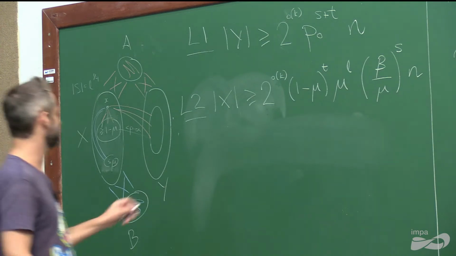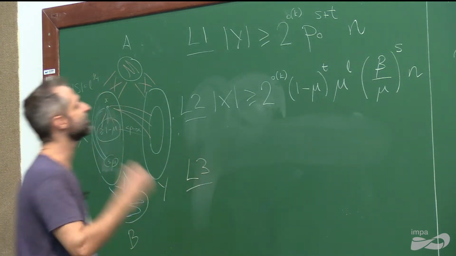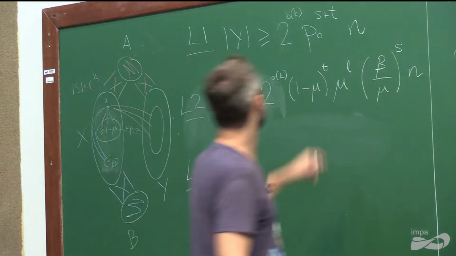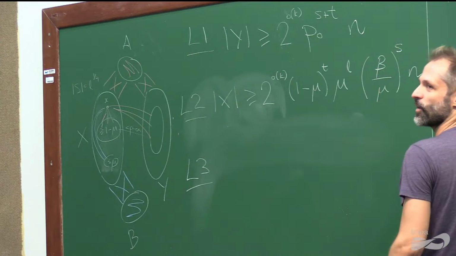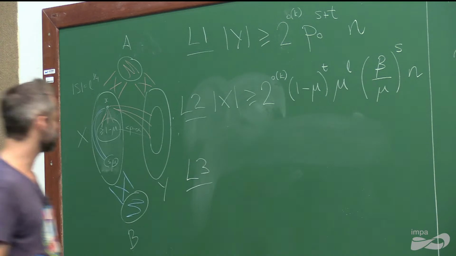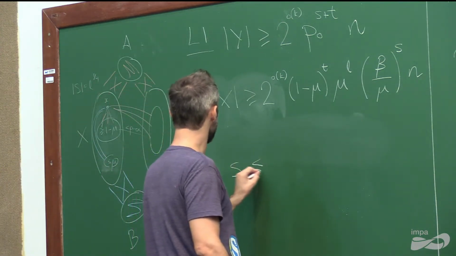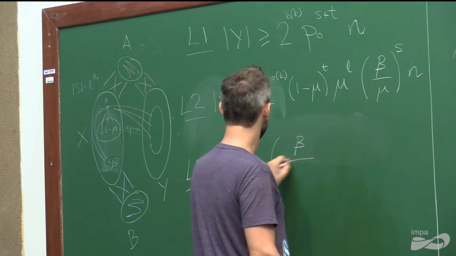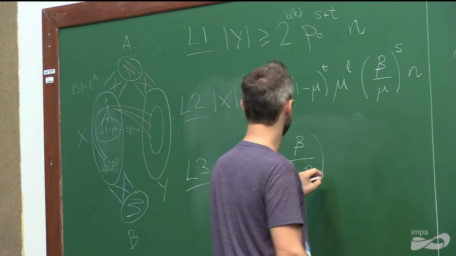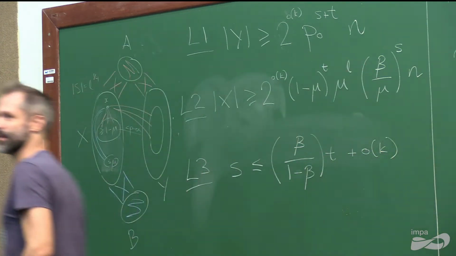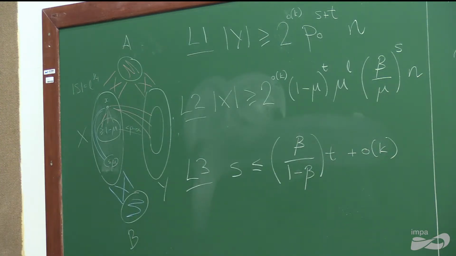Okay. And then lemma 3 is going to be, okay, so we've got this problem that we have this S here that we don't like and this S here that we don't like. So we need to say that S isn't too big. The third lemma is going to tell us it's not too big. I'm going to say that S is at most beta over 1 minus beta times t plus little o(k). Once again, the little o(k) doesn't matter.